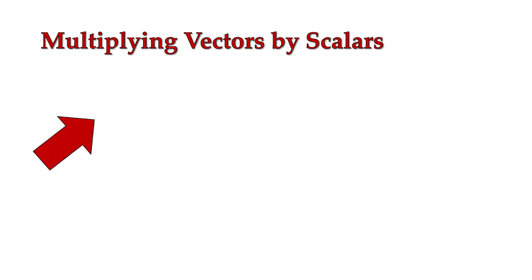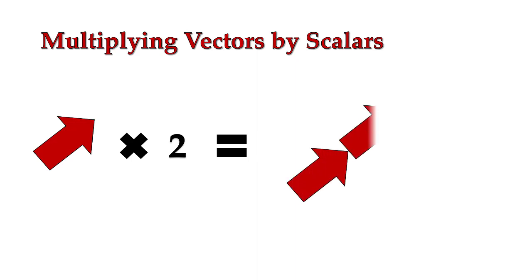Let's say we have a vector and we want to multiply that vector by 2. Well, we're going to take that vector and we are simply going to double it. We are going to put the tail of one vector up against the tip of the first, and then we'll just draw a line from the tail of the first vector to the tip of the second.